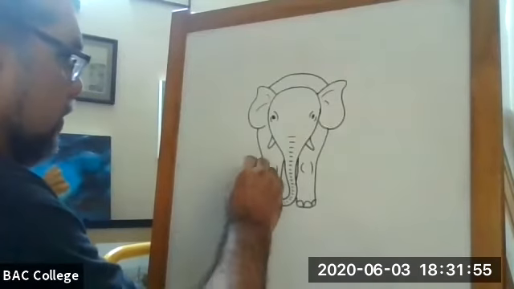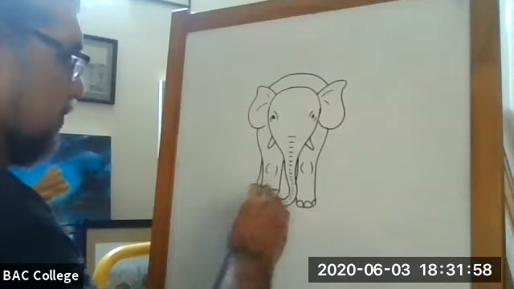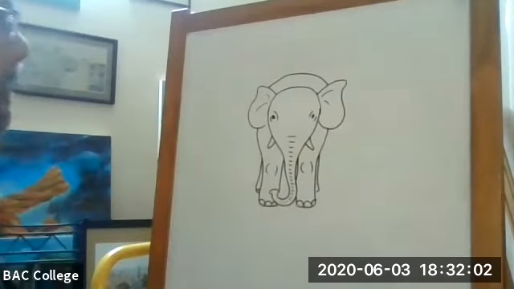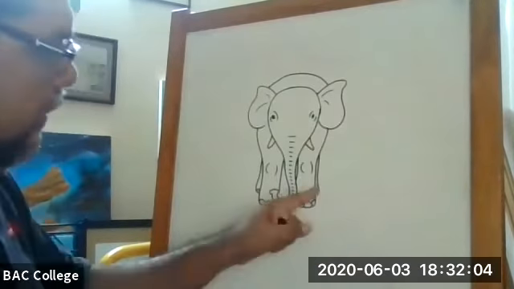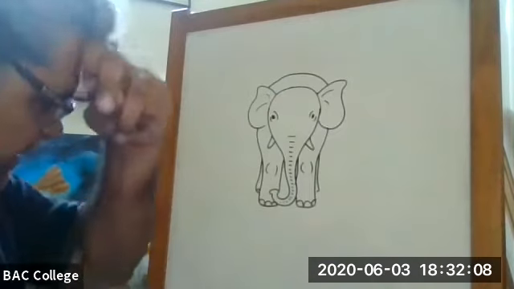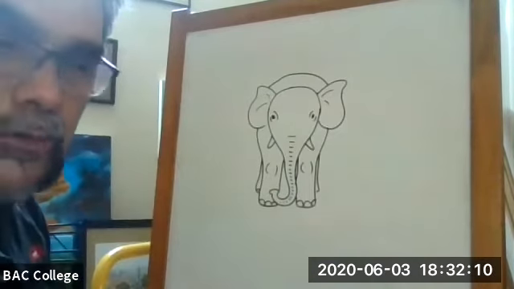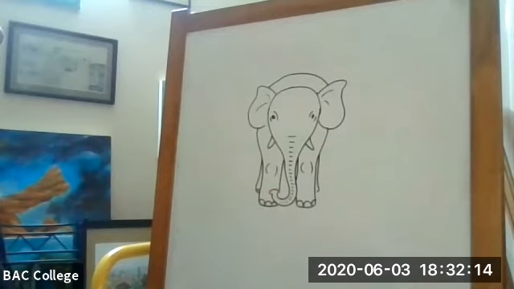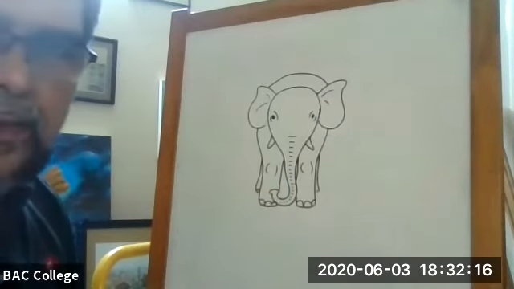Okay, and if you want to, you can also draw the back leg just a little bit. You probably can see a little bit of the back leg, so you can draw a little bit of the back leg at the back. So this is the elephant looking at you, about to run to you. All right, so that's the front part of the elephant.